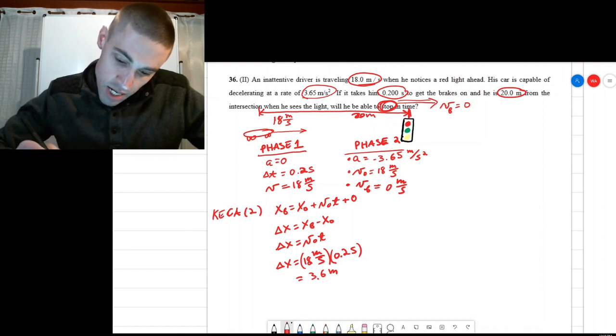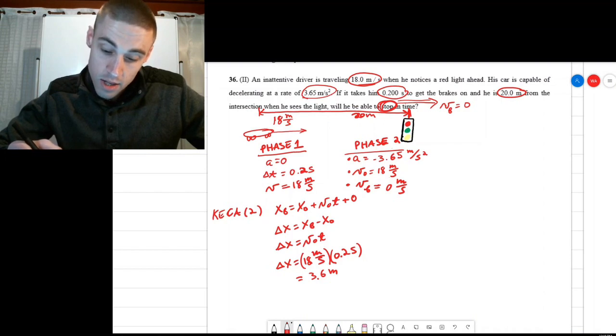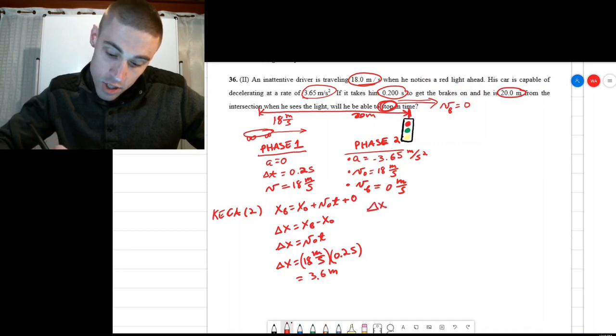Now here, note in phase 2, we have an acceleration, and we have a known initial velocity, and we have a known final velocity, but we don't know anything about the time over which this takes place. So we want to get the change in position.